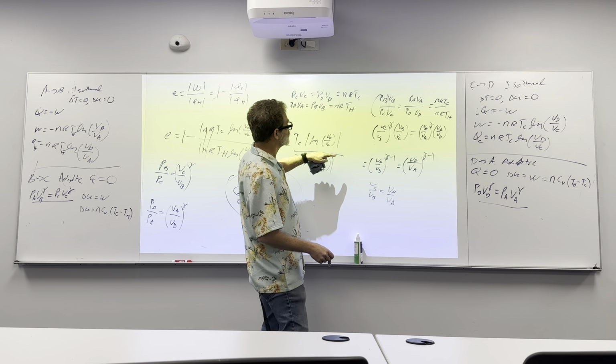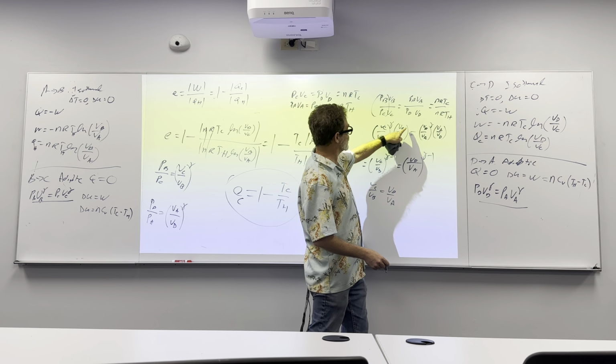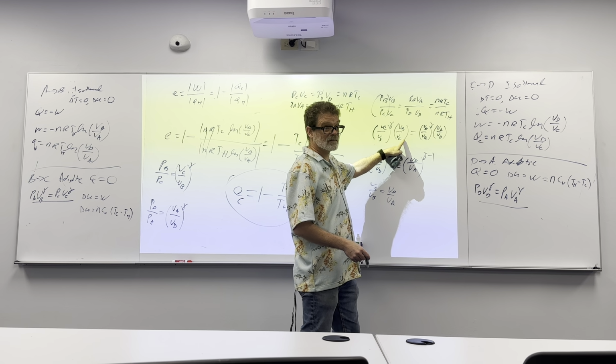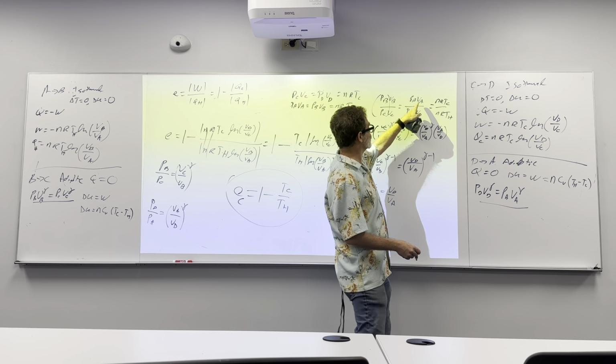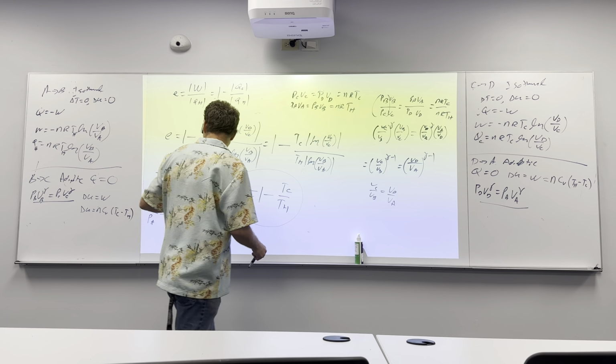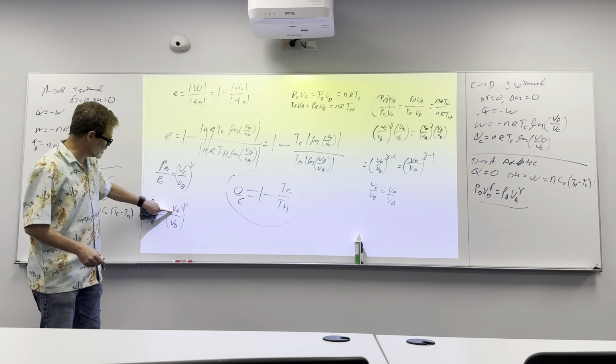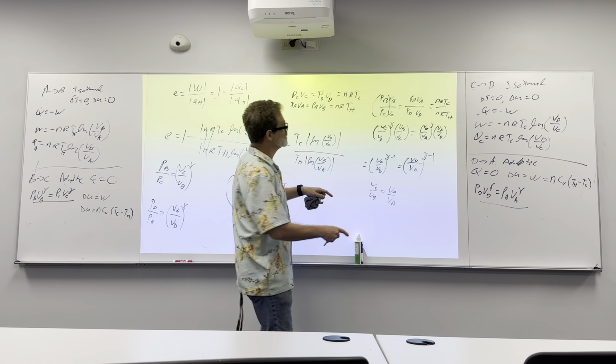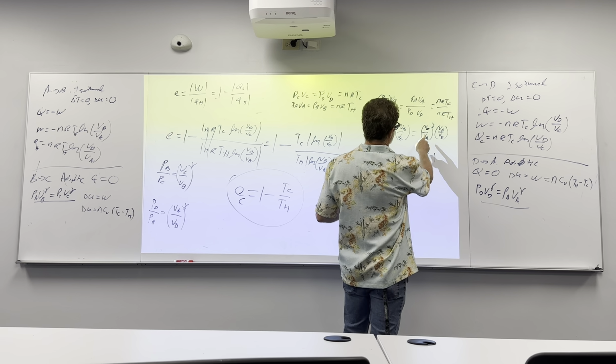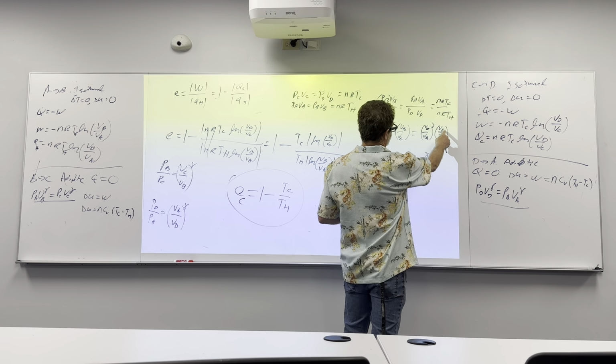VC over VB to the gamma, and then I have VB over VC. And I did the same thing over here. PA over PD, well, just flip it. That'd be VD over VA to the gamma, times VA to the gamma divided by VD.